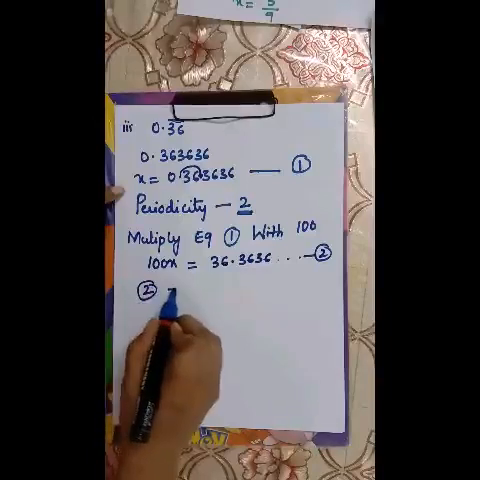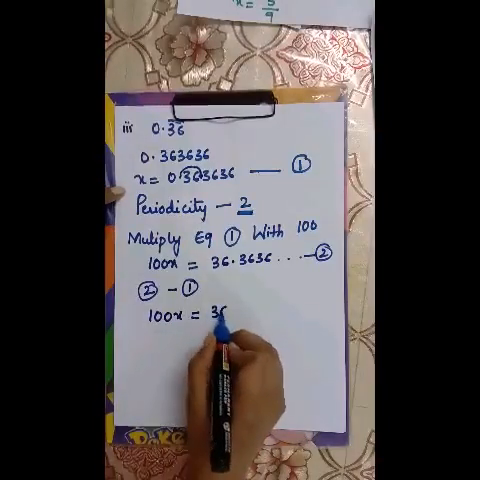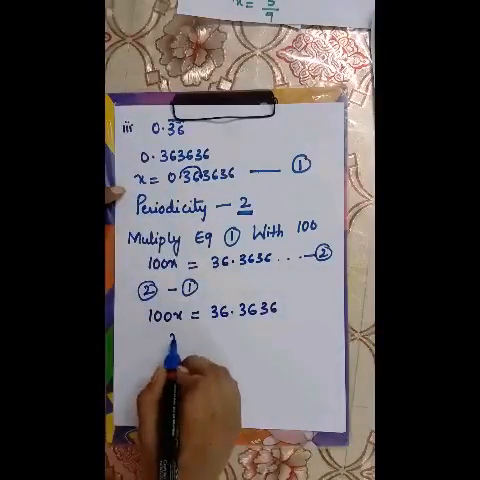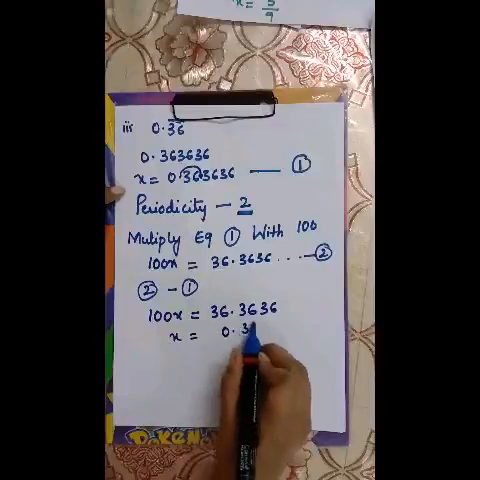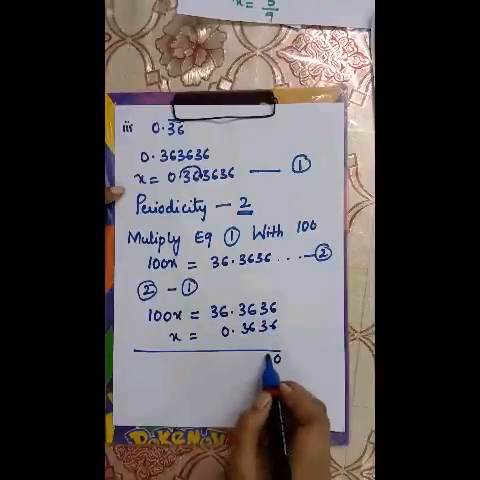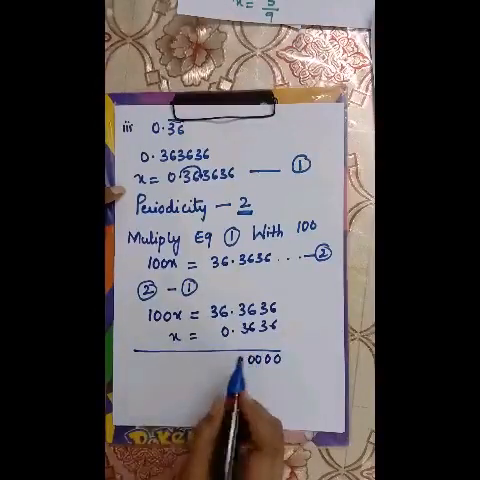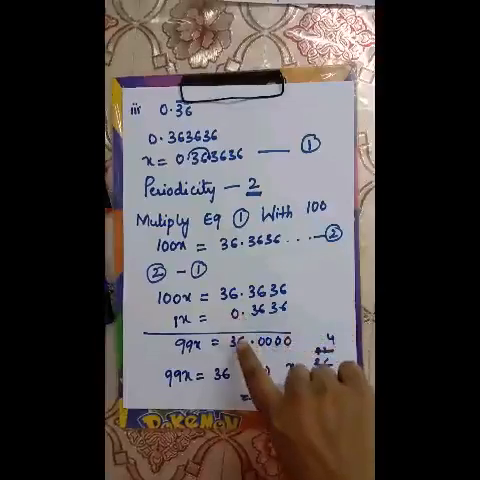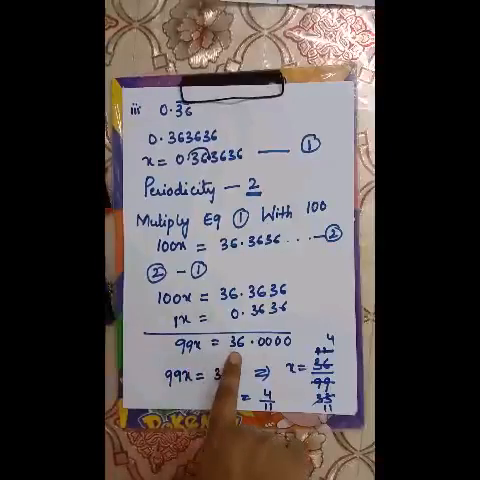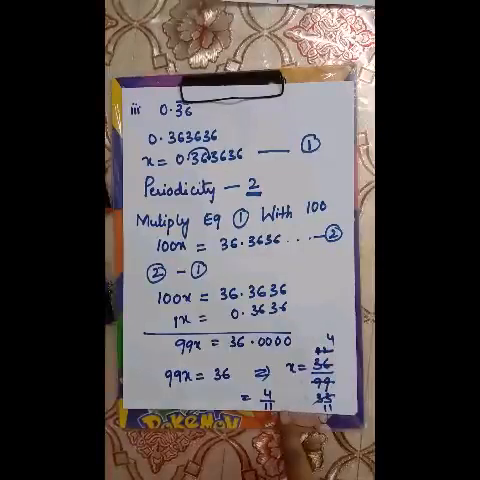Now 2 minus 1. Equation 2, that is 100x is equals to 36.3636 and so on. And equation 1 is x is equals to 0.3636. Subtract. 6 minus 6 is 0. 3 minus 3 is 0. 6 minus 6 is 0. 3 minus 3 is 0. 6 minus 0 is 6. 3 as it is. 100 minus 1 is 99. So 99x is equals to 36. X is equals to 36 by 99. Cancel it with 3. We'll be getting 4 by 11.